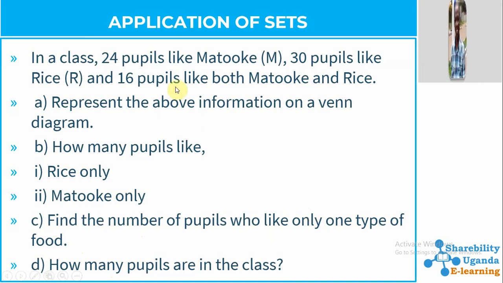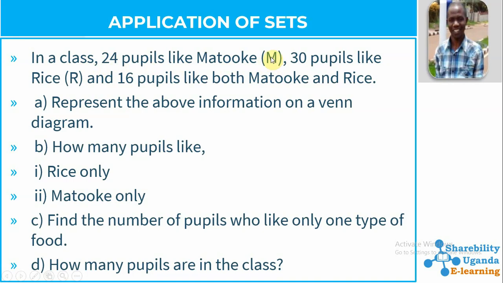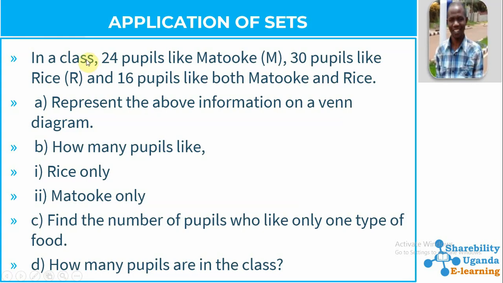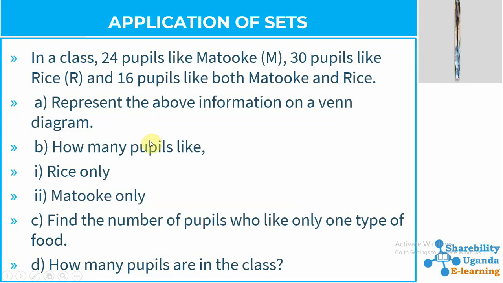When you look at our first question, it says that in a class there are 24 pupils who like matoke, abbreviated as M. That is going to be our set M. And then 30 who like rice, so that set is rice. And 16 like both matoke and rice. You can see that they haven't provided us with the total number of pupils within the whole class, so we have to look for it and extract the information from that.